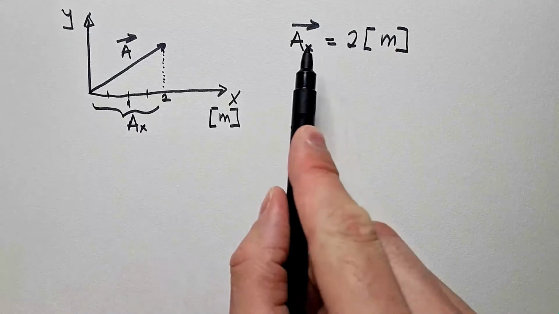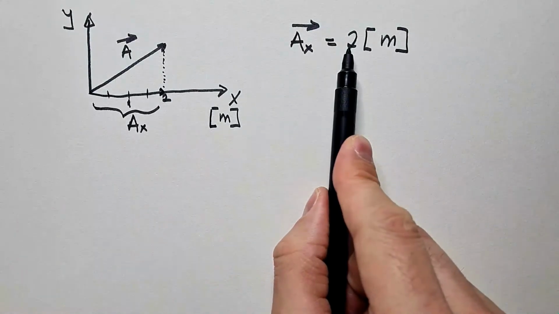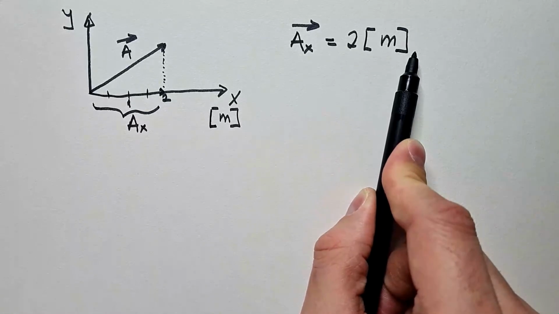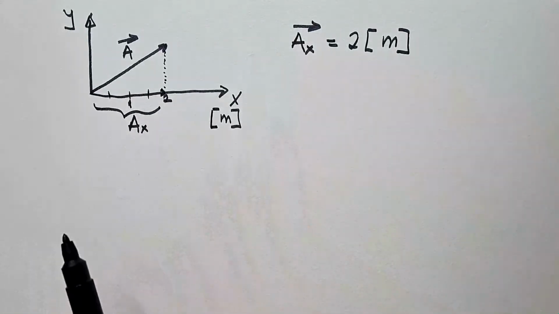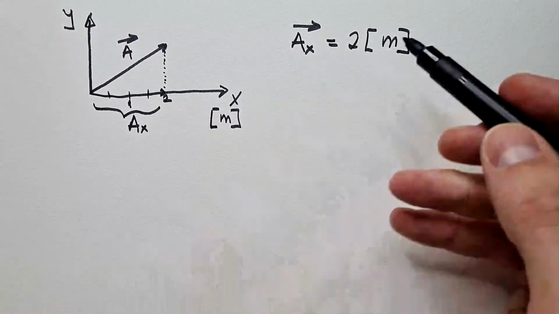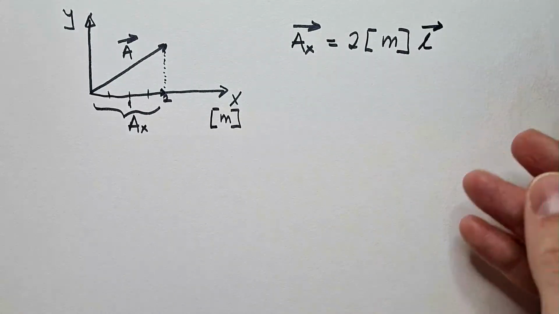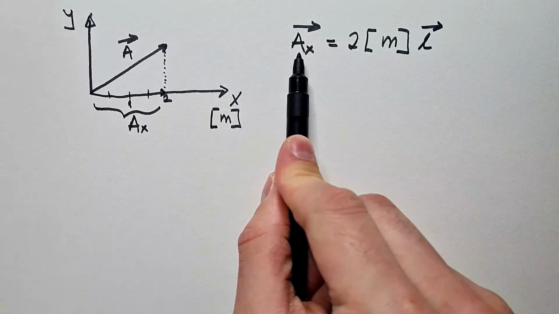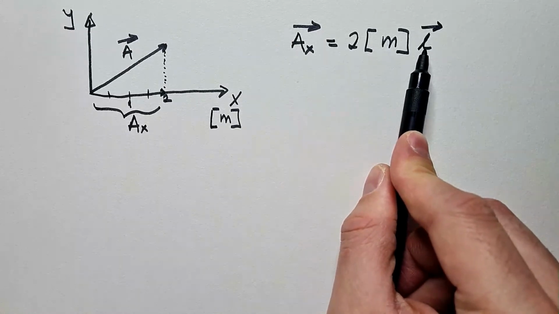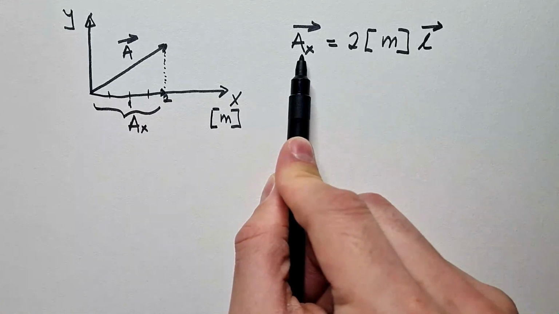But this is not enough because Ax is a vector. If I make this a vector, this is not enough because 2 meters is a scalar. So I need to multiply this with a vector in order to get a result that is a vector. And this is where we get the notion of unit vectors. I will multiply this with a unit vector i. Now I have a result that is a vector that has magnitude 2 meters, and the unit vector i gives the orientation and sense for this vector Ax.